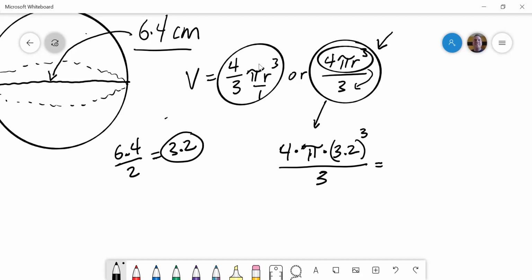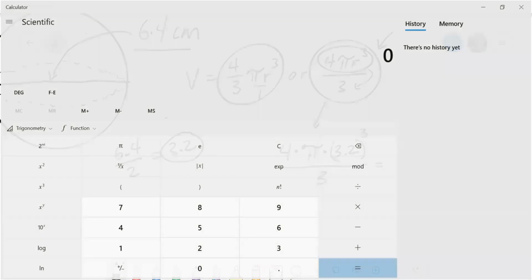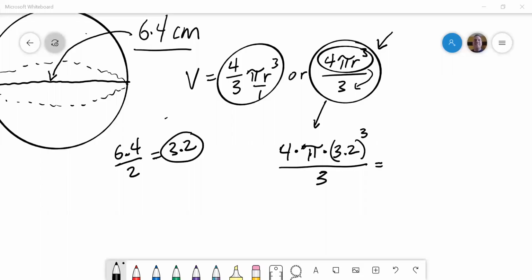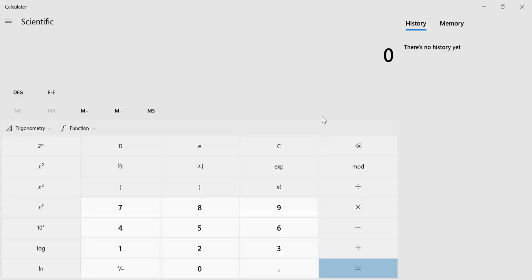So grab your calculators and do 3.2 cubed. Some calculators have a cubed button, like a square button. Some have a button where you can cube a number, some don't. If it doesn't, you might just have to do it the long way, okay? Here, I can show you. Let me share my calculator and show you what that looks like. Here's my calculator. You should be able to see my calculator now.